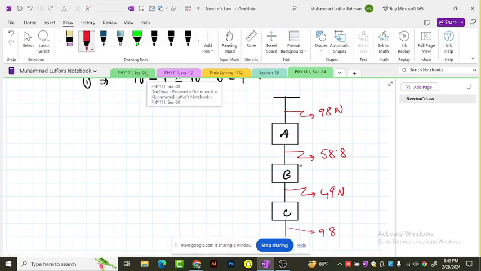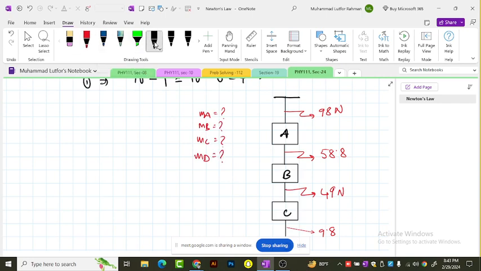So I just connected these 4 blocks by these 4 different strings, which have different tensions. Now they asked me to find out the masses of these blocks. What is the mass of block A? What is the mass of block B? What is the mass of block C? And what is the mass of block D as well?